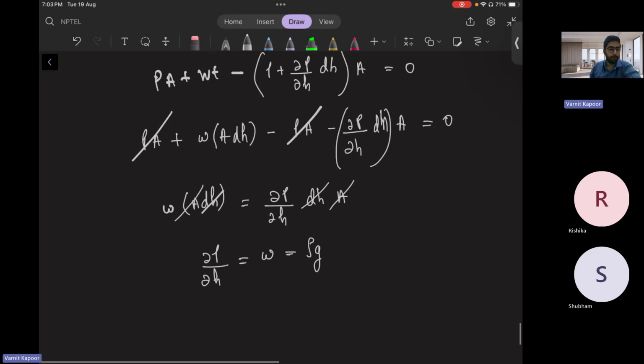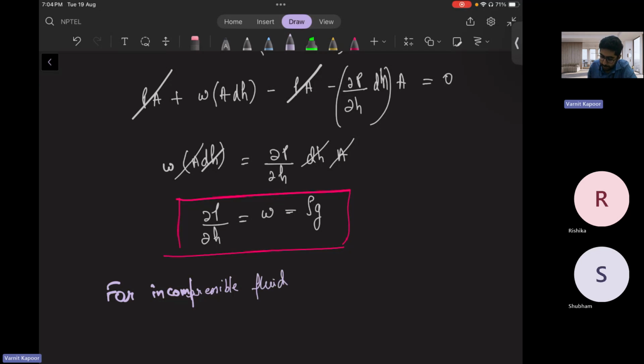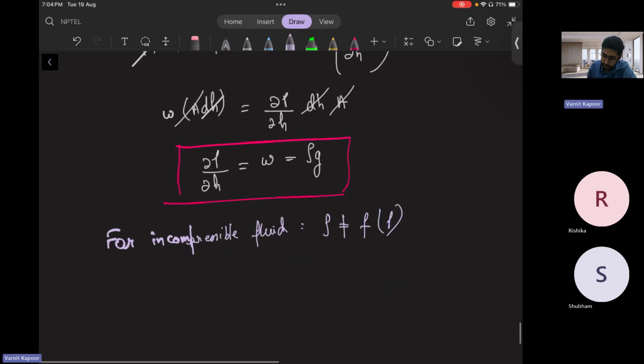For an incompressible fluid, dou P by dou H, the change of pressure with respect to height, is nothing but your density into gravity. For incompressible fluids, density doesn't vary, so density is not a function of pressure. That means dP is directly proportional to dH. Both are positive.